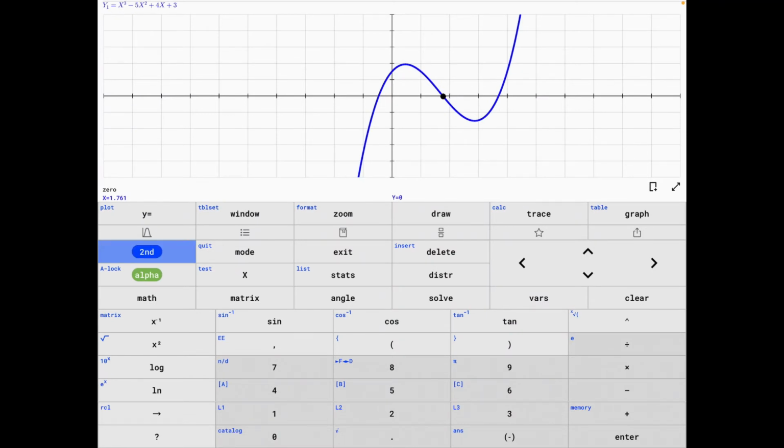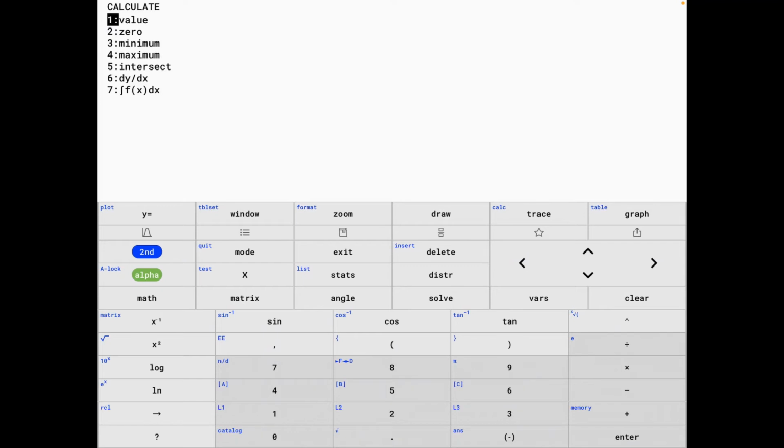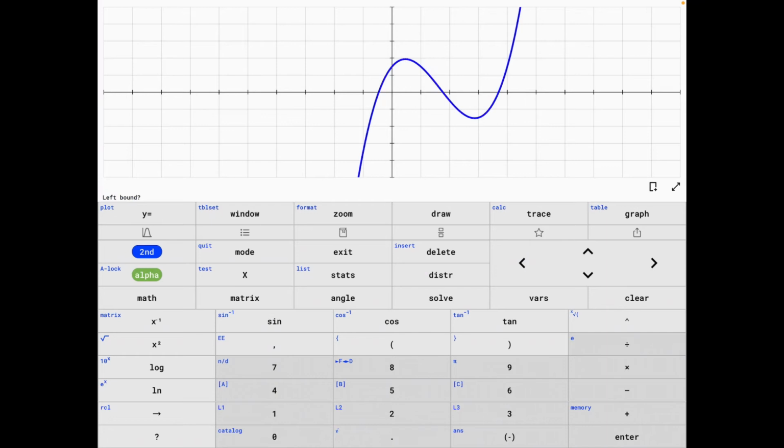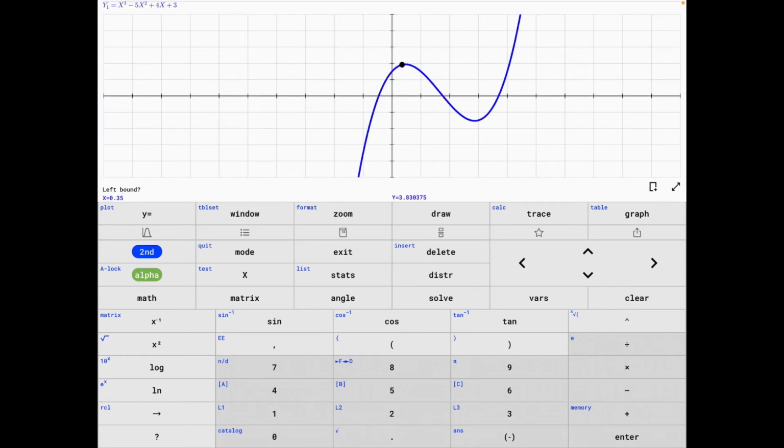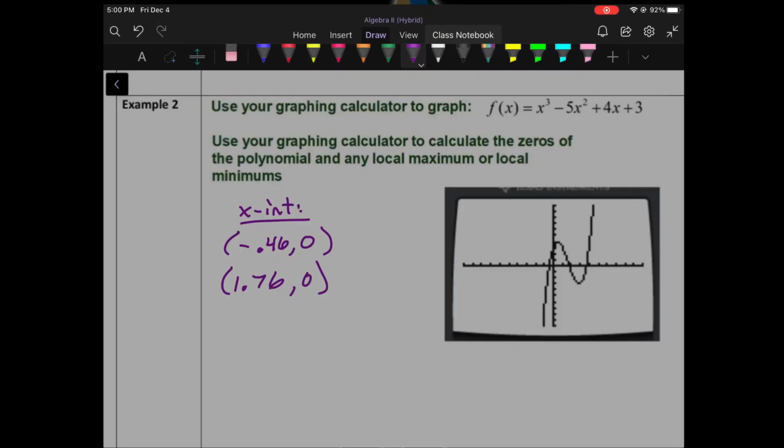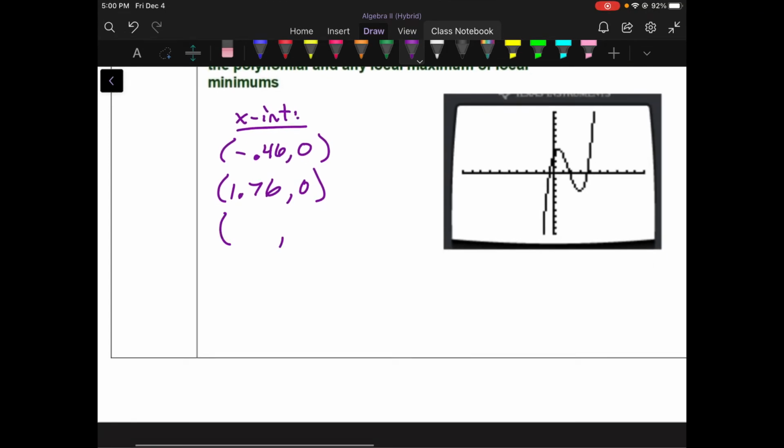So we'll go back to second calculate. Let's go ahead. There was a maximum there. Left bound, so right up here is my maximum. So I need to go to the left of it, hit enter. I need to go to the right of it, hit enter, and then it puts the dot there. It looks like it is happening at about 3.88 if you round up. So there's one more x-intercept here. So we'll go maximum was at about 3.88.